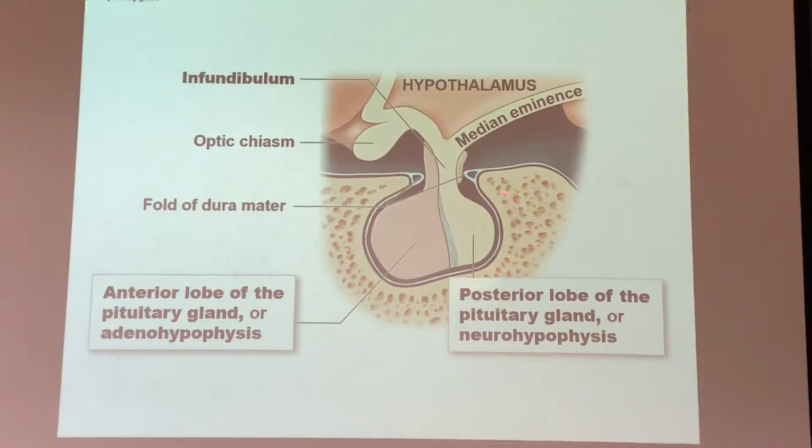So now you can see this is the posterior lobe of the pituitary, and this is the anterior lobe of the pituitary. And this is the structure they are talking about. This is called the median eminence, and this part is called the infundibulum.